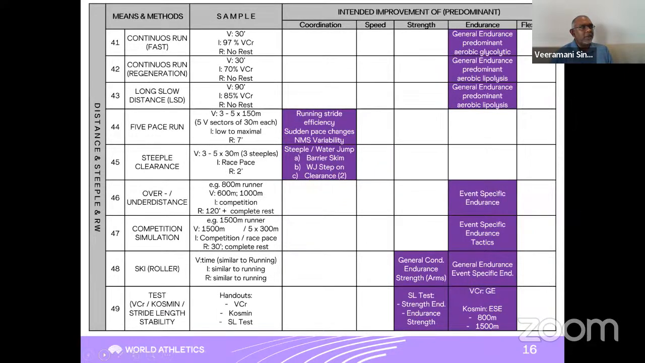Distance running, steeplechase, continuous runs, regeneration runs, long slow distance. I think these are pretty much covered during our endurance topics, so I will not go too deep into it.